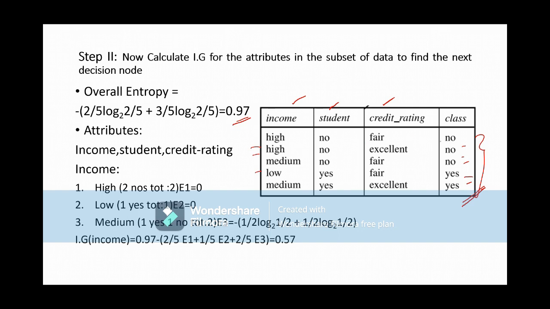So if the income is high, it is having 2 no's and 0 yes. So the entropy will become 0, since all rows belong to the same class. And if the income is low, it belongs to the same class yes, so the entropy again becomes 0. And for medium, I'm having 1 yes and 1 no, so we have to calculate the entropy as given below. So the information gain for income will become overall entropy minus average entropy. So the value of the information gain for income is 0.57.